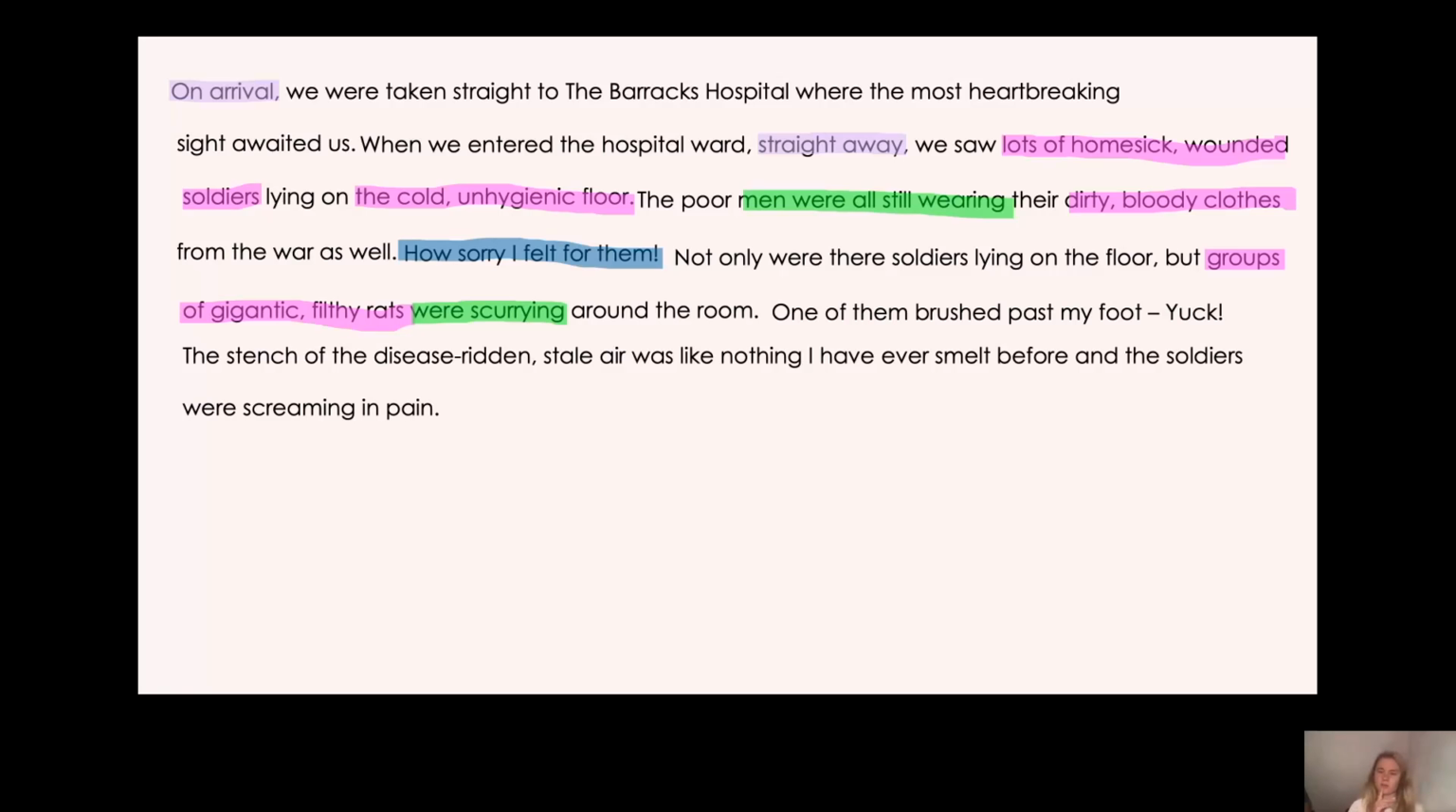Well, I have written "the stench." Oh, the stench is a brilliant word for smell. The stench of the disease-ridden stale air. Oh, that's great, isn't it? The disease-ridden stale air, because it wasn't fresh at all, was it? And it's disease-ridden, it's full of disease. And I've used that to describe the air using an expanded noun phrase because I've got my determiner "the," my two adjectives, "disease-ridden" and "stale," then I've got my noun, which is "air." And you can really imagine that in your head, can't you? The disease-ridden stale air. And it was like nothing I have ever smelt before.